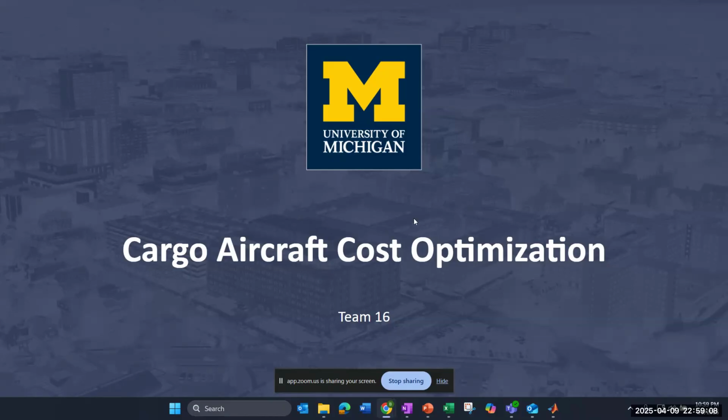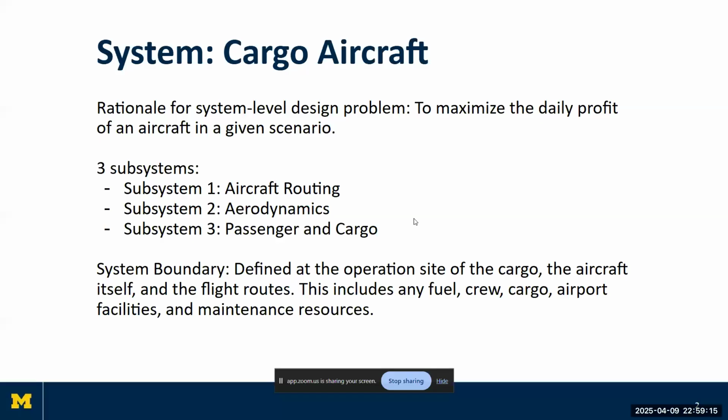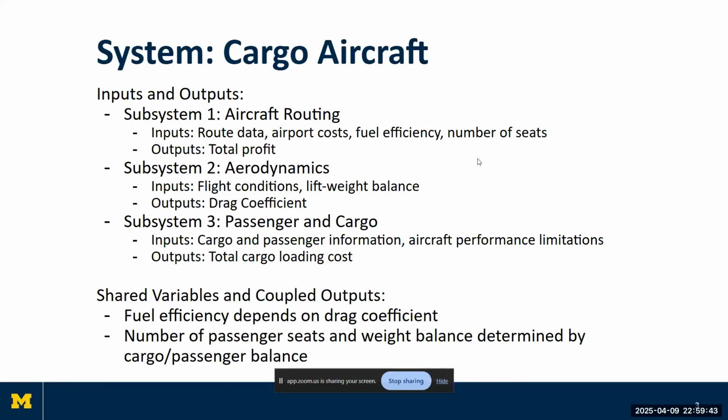Hi, we're Team 16, and this is our final project for this course, optimizing cargo aircraft cost. For the overall system, the rationale for our system level design is to maximize the daily profit of an aircraft in a given scenario. Our system consists of 3 subsystems, including aircraft routing, aerodynamics, passenger, and cargo. The system boundary is defined at the operation site of the cargo, the aircraft itself, and the flight routes. This includes any fuel, crew, cargo, airport facilities, and maintenance resources involved.